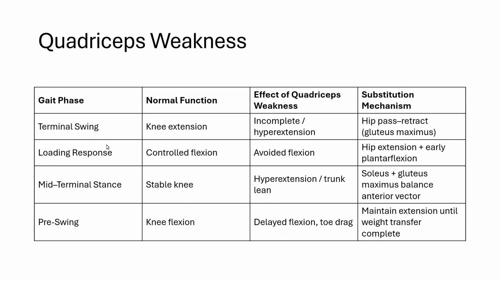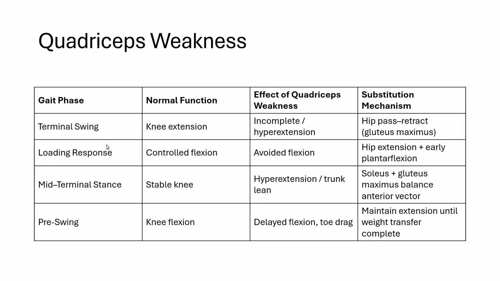In loading response, we know controlled knee flexion is required. So patients use two key strategies to block this loading response. One is hip retraction again, and another is premature ankle plantar flexion. In hip retraction, like we discussed previously, the gluteus maximus pulls the thigh backward, preventing the knee from bending.